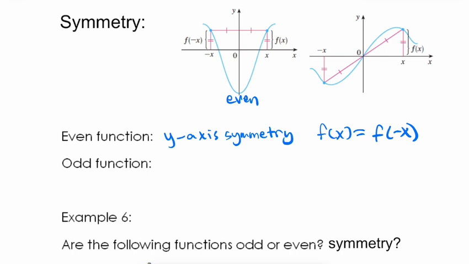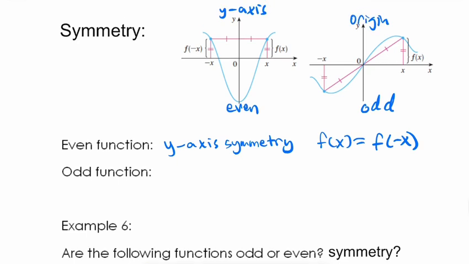Odd functions look like this one. This one has y-axis symmetry. This one has origin symmetry. And so an odd function has origin symmetry. So remember what that means. If you have origin symmetry, you could put a push pin in the center of the origin. Like a pinwheel, you should be able to turn that 180 degrees and your picture will look exactly like it started.